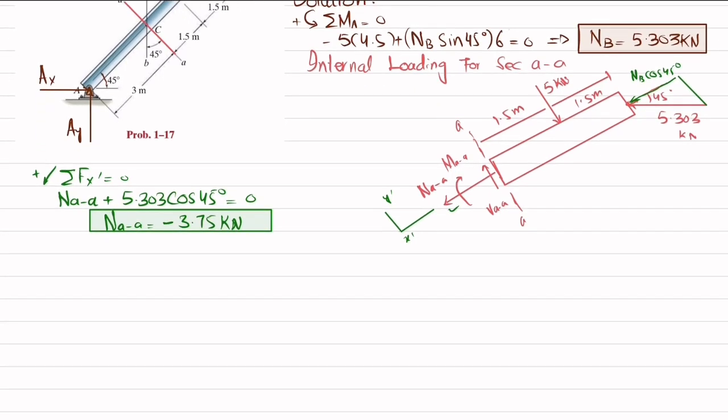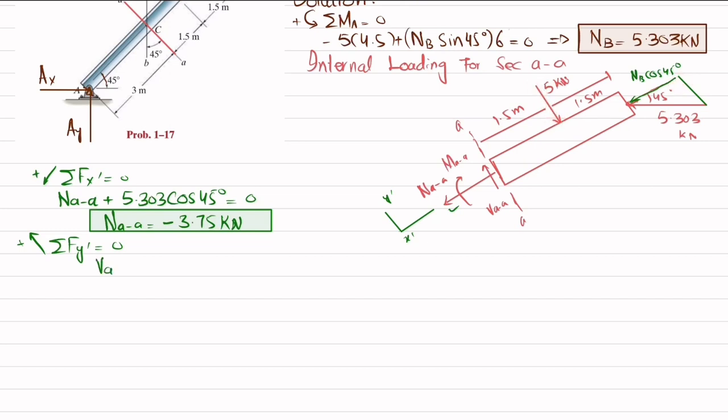Now we'll find VAA by using the equation of equilibrium: the sum of all forces along the y dash direction must be equal to 0, and force in this direction is taken as positive. You can see this VAA is in the positive direction and the other load is also in this positive direction. The third load, which is 5 Newton, is in the negative direction. Their sum must be equal to 0.